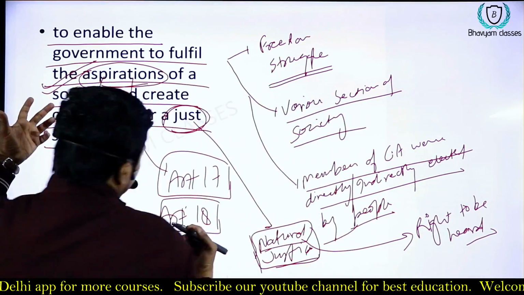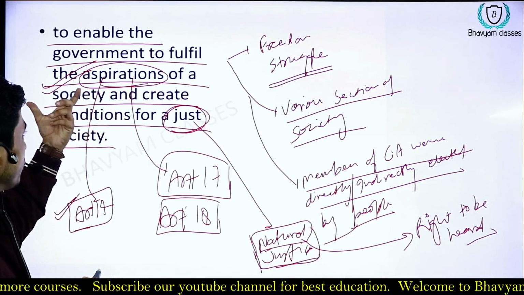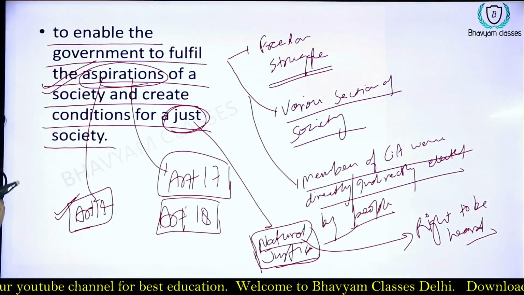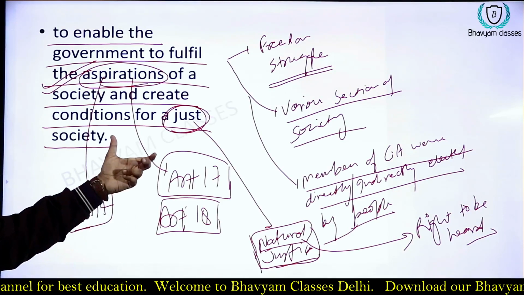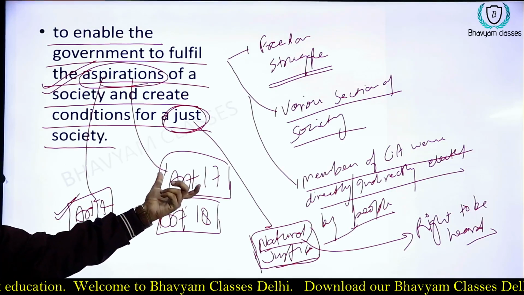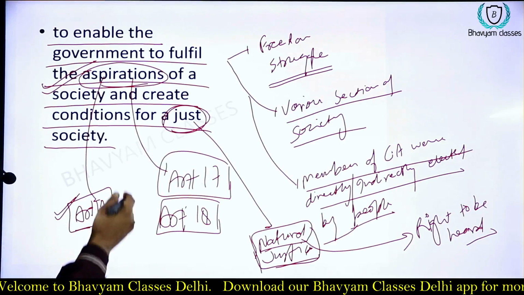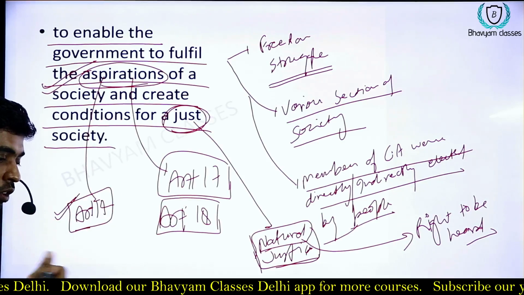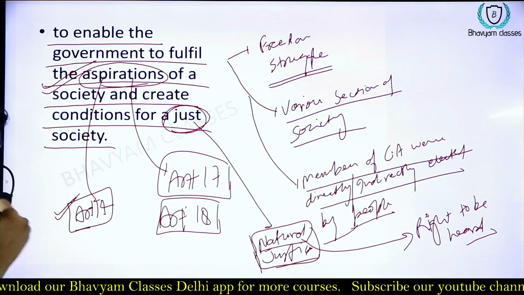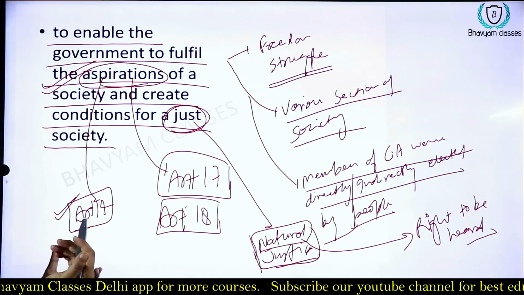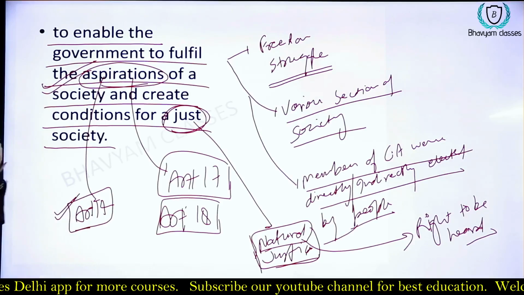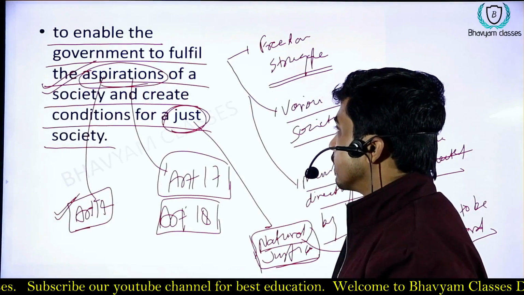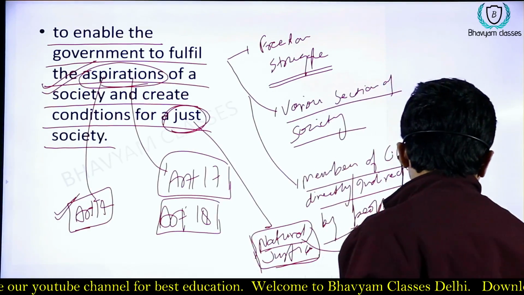So during the framing of our constitution, we all had the aspiration of an equal society, where there is no untouchability, a just society that does not follow the ideas of monarchy, like having the title of rajas, etc. So that's how the constitution enables the aspirations of society and creates a condition of a just society.